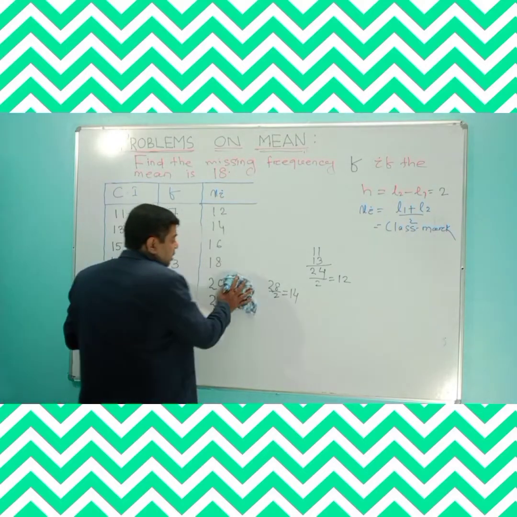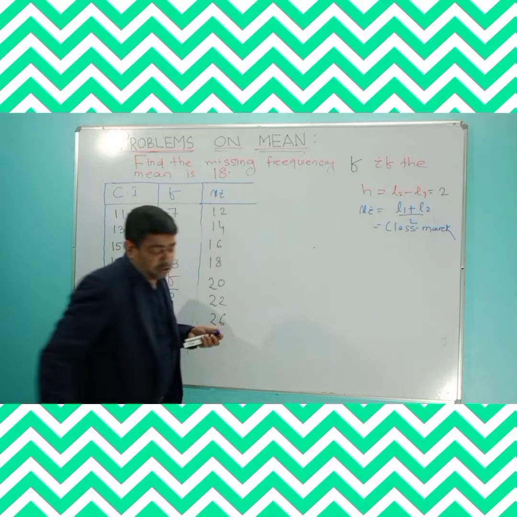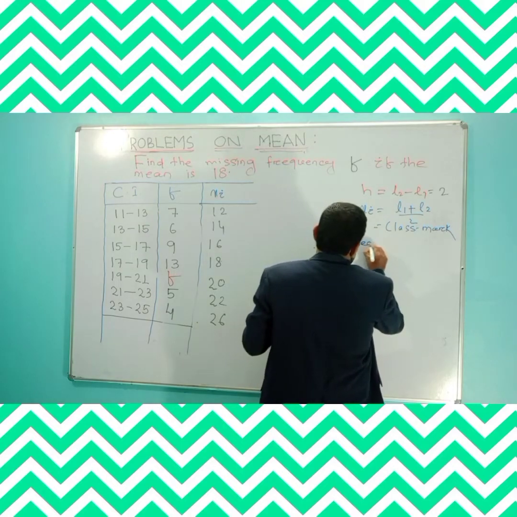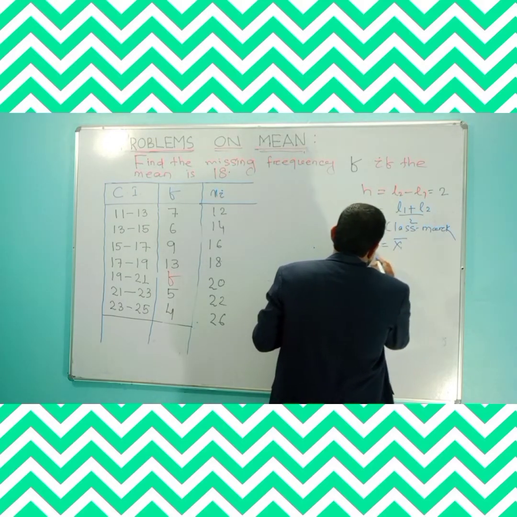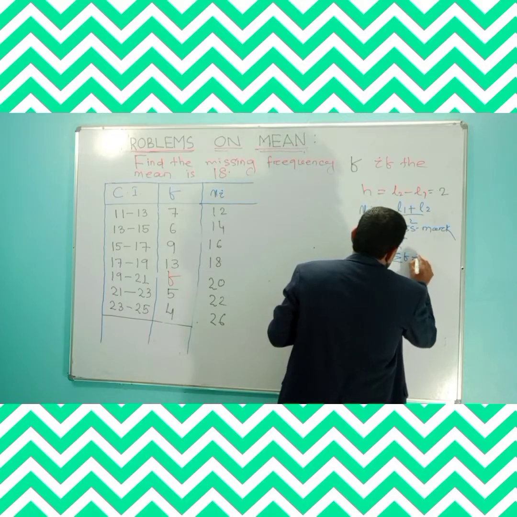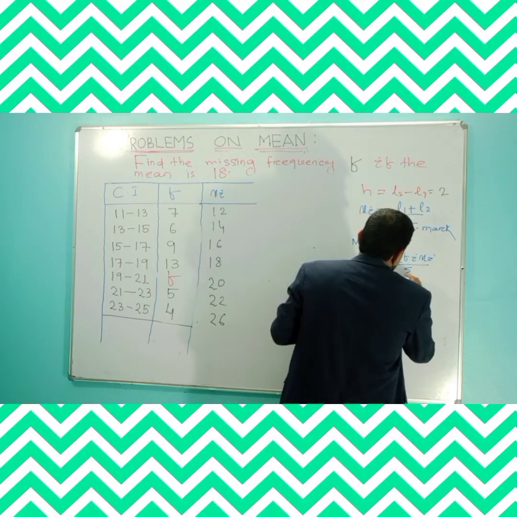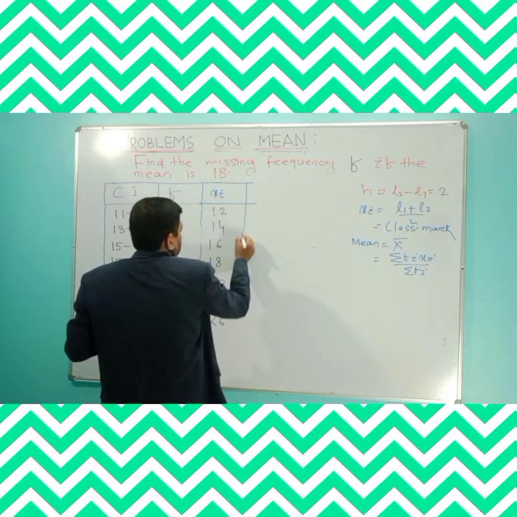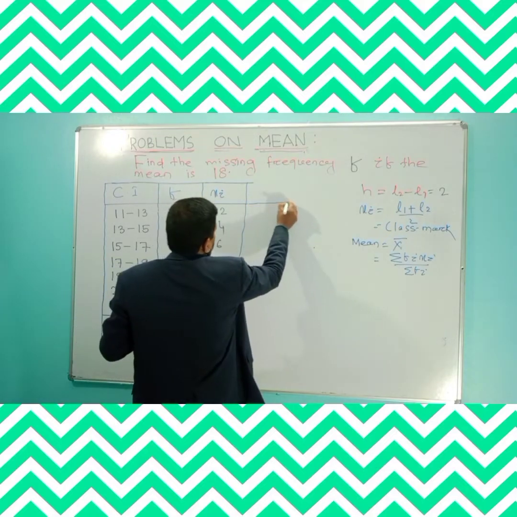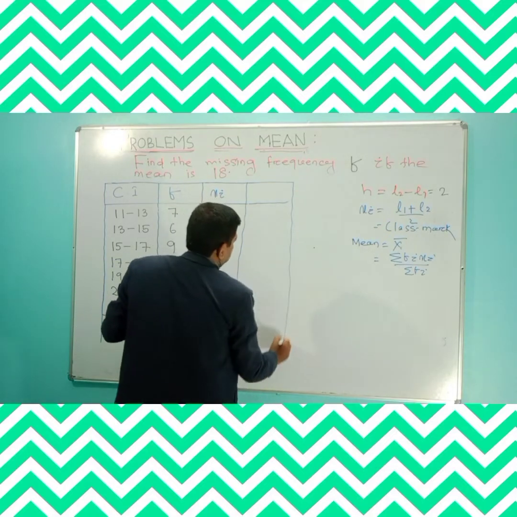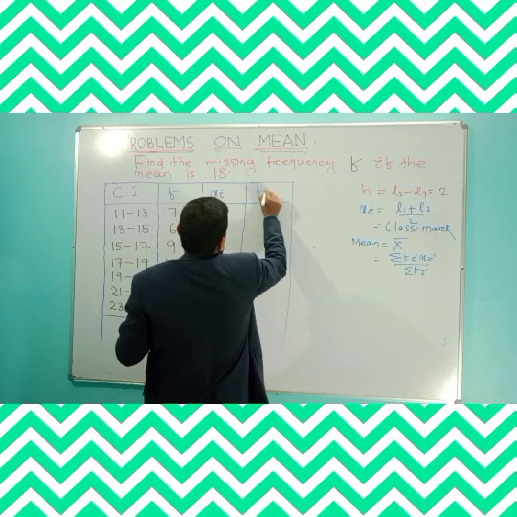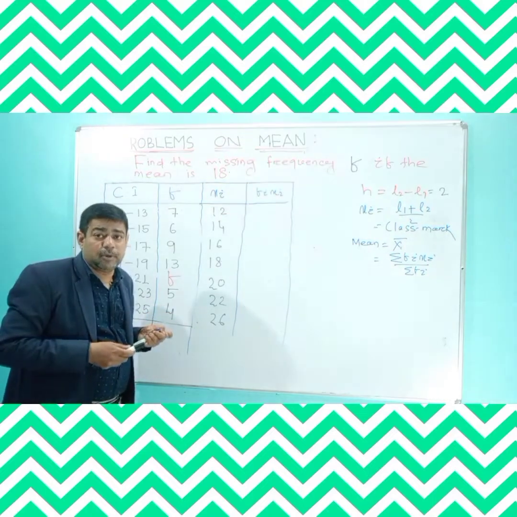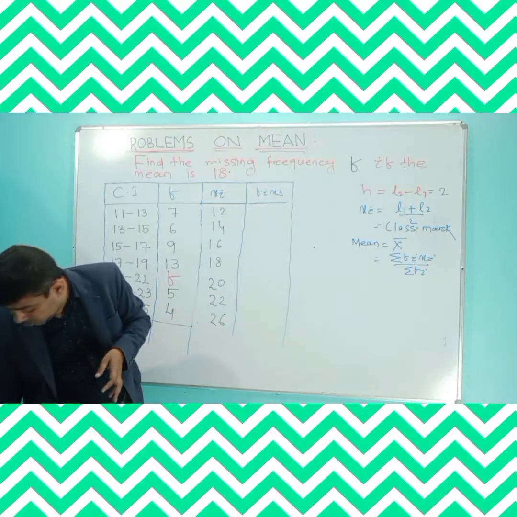And after finding xi, what do you have to find? Already you know the formula for the mean. The mean is equal to, by the direct method, summation of fi xi by summation of fi. It means after finding the class marks, you have to find the product of the frequency and their corresponding class mark. Yes or no? Yes. So multiply fi xi. Look carefully while you are multiplying; the calculation should be correct.